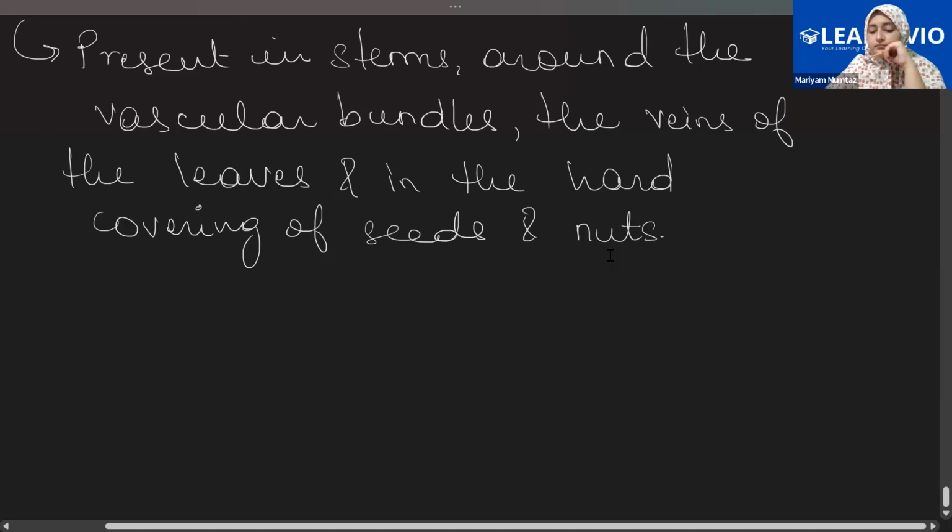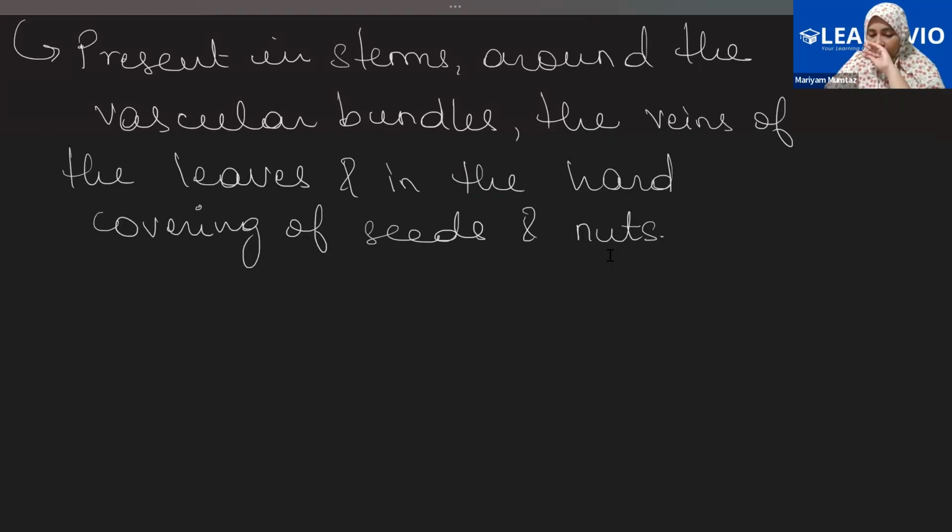In most of the older plants, the kind of tissue which is present in abundance is the sclerenchyma, because if you look at the bark of the tree, it is so hard, right? Why is it hard? Because of the presence of sclerenchyma. Clear?